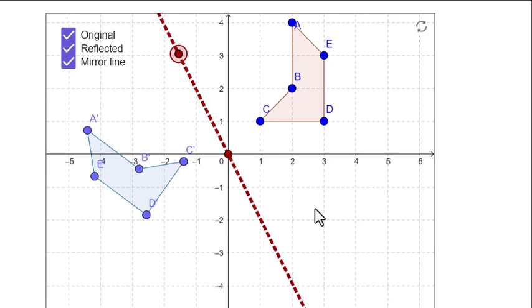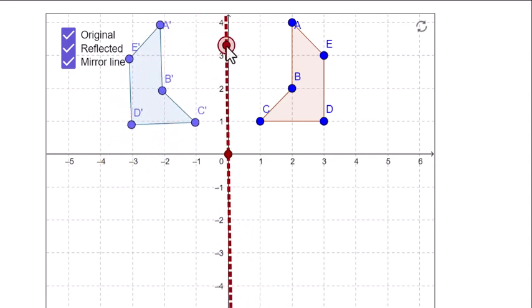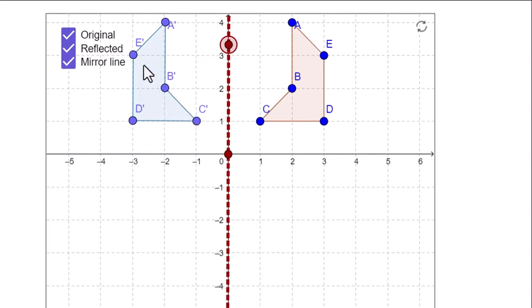So that's the idea of a reflection. And again, some of you will be exploring the patterns and what happens to the coordinates when you do reflections for your video project. So that's the second type of transformation.